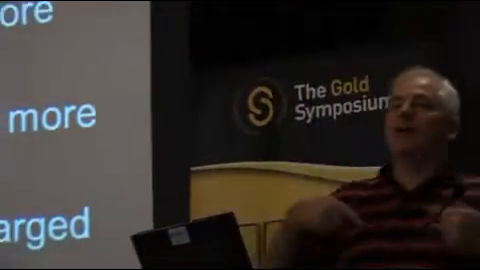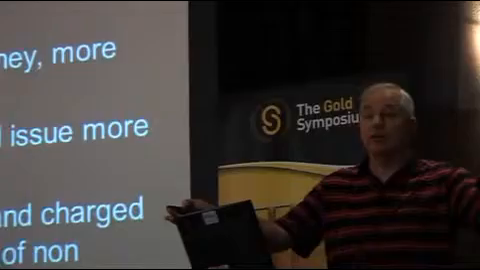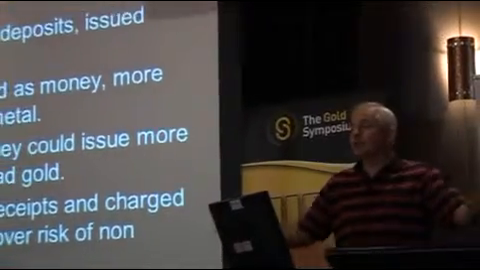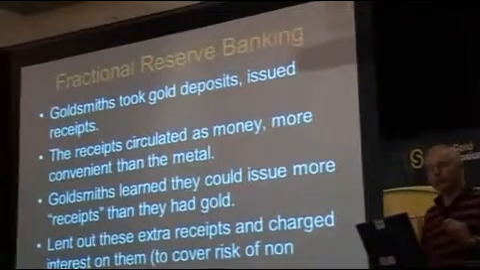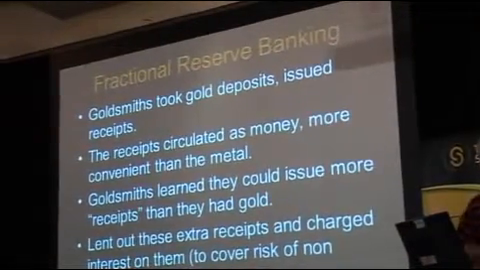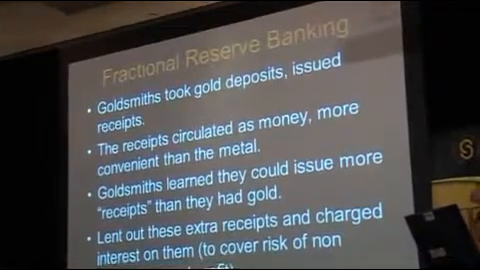Now, if they just gave themselves some receipts and went out and spent them, eventually the receipts would come back on them and they'd have to come up with some gold because the goldsmith had to honour any receipts that turned up. So that sort of gross exploitation was no good. What they learned to do instead was to lend out some extra receipts and charge interest on them.